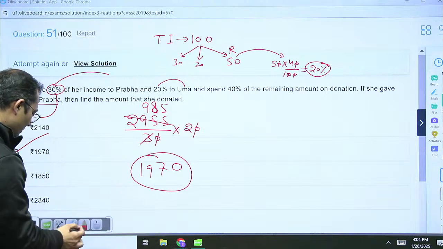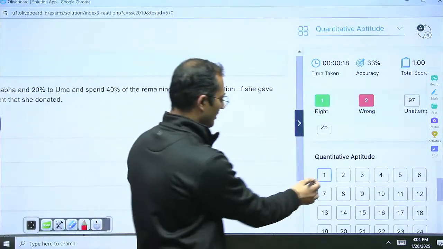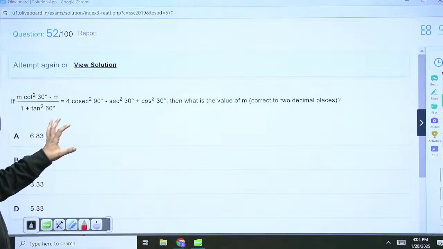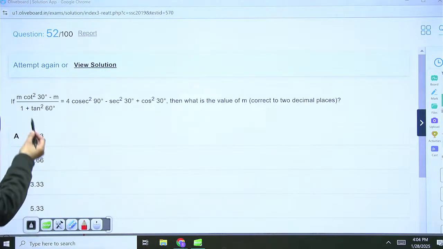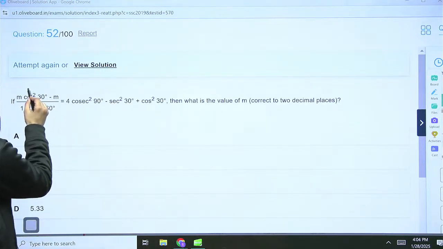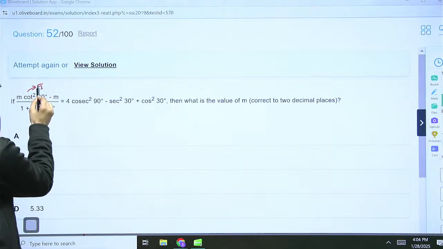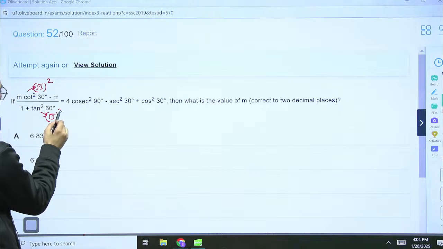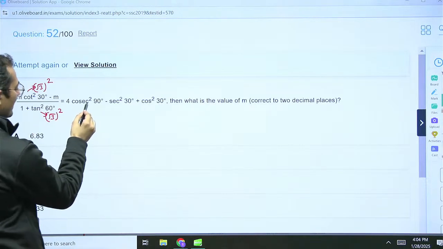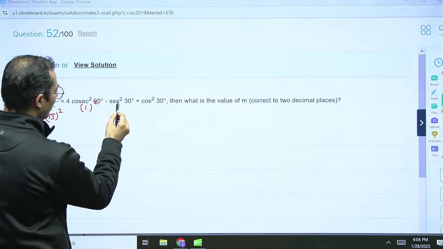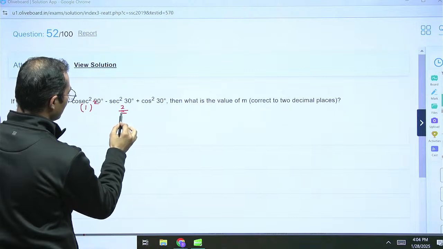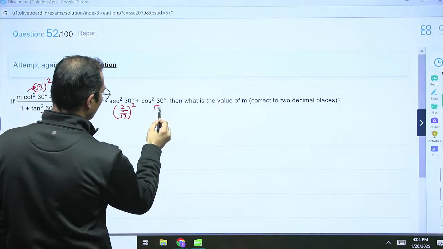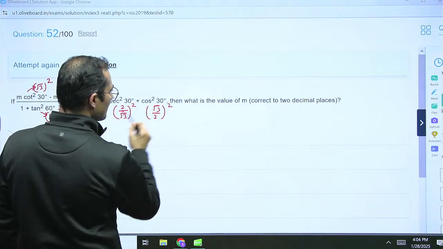Let's move to the next question. Here you simply have to put the values. Do you remember the values? We know that cot 30 is root 3, squared. Tan 60 is again root 3, squared. Cosec 90 means 1, so 1 squared. Sec 30 is 2 upon root 3, squared, and cosec 30 is root 3 upon 2, squared. So simply just solve it.